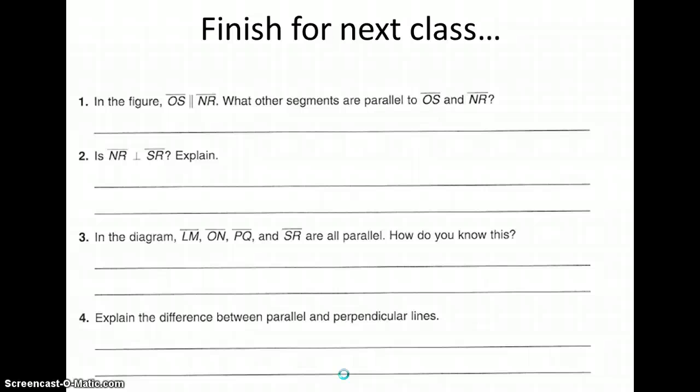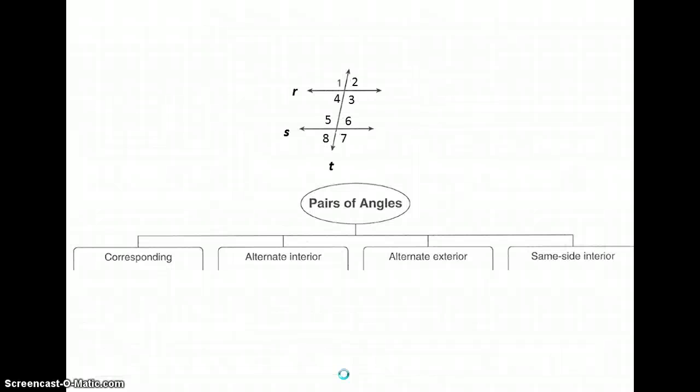On the other side of your handout, let's also review a few angle pairs. So we have a graphic organizer here. A few things to point out. Add labels onto your diagram. So we have this vertical line here. Let's label it T. And then you have two lines here, horizontal. Let's label them R and S.